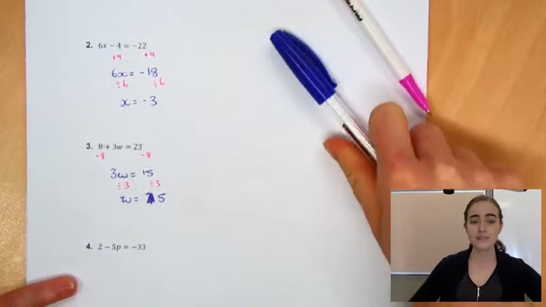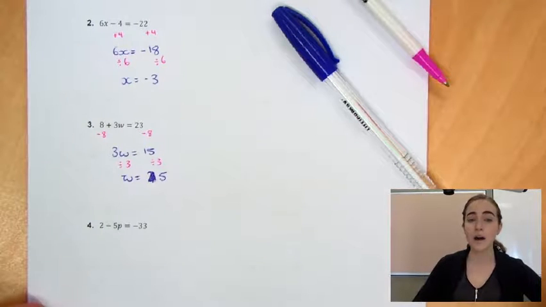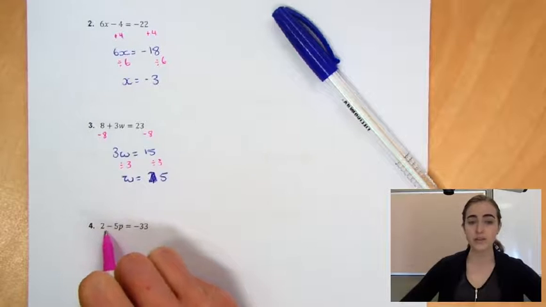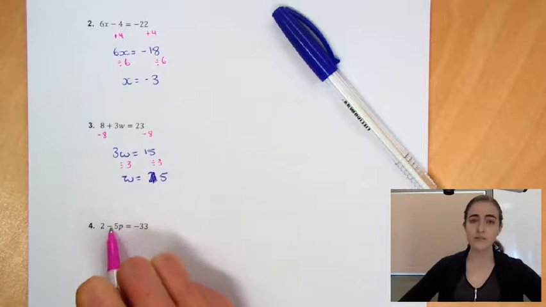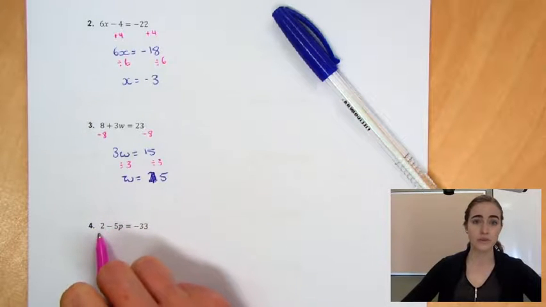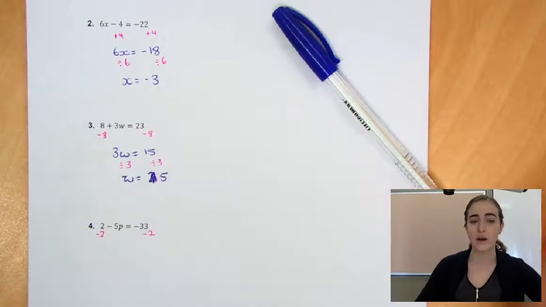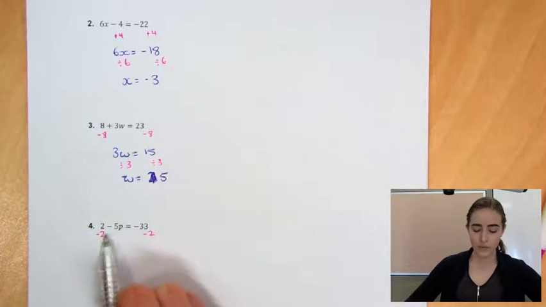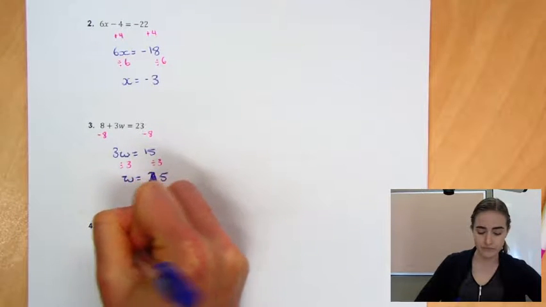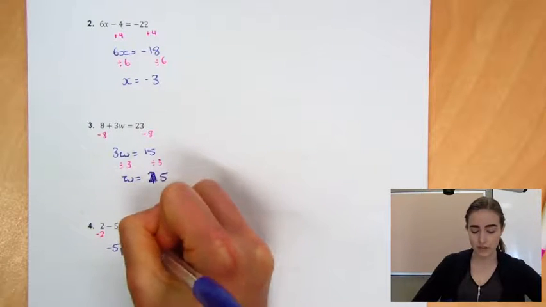All right, one last example. This one says 2 minus 5p equals minus 33. The first thing we're going to get rid of is this 2. Now that 2, even though there's a negative here, that negative belongs with the 5. That 2 is still a positive 2. So to get rid of it, we're going to subtract 2 from both sides of that equation. Over here, we're still going to be left with this minus 5p. And over here, we're going to have minus 33 minus 2, which will give us minus 35.